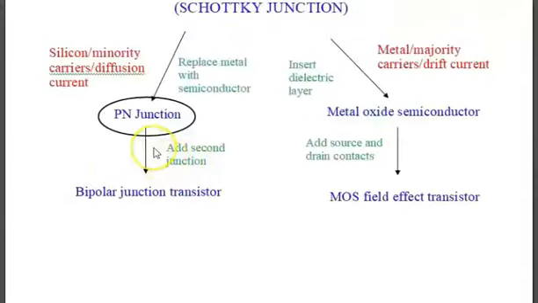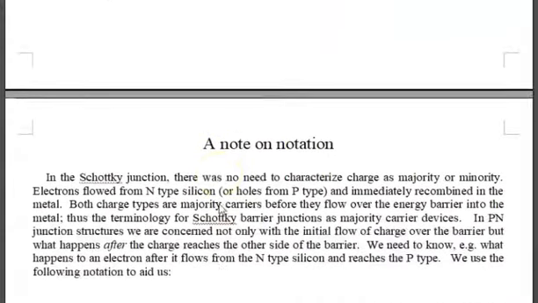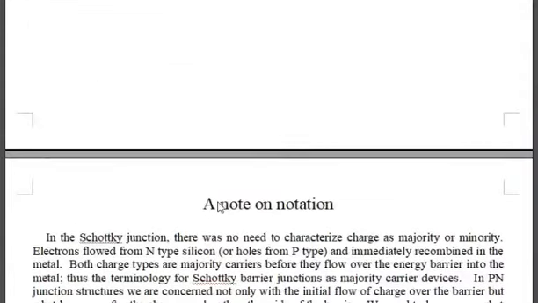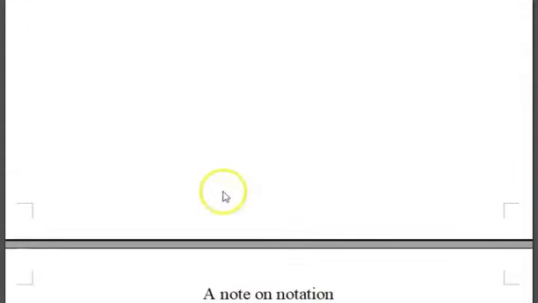And eventually, a few more sessions from now, we're going to add a second junction to create an NPN or a PNP with two junctions, and that is called the bipolar junction transistor. Okay, just a short note on notation. We didn't have to worry about notation in the Schottky. N is N and P is P.